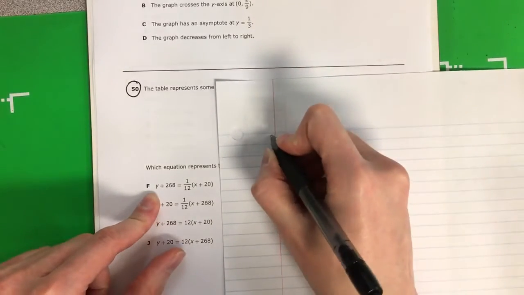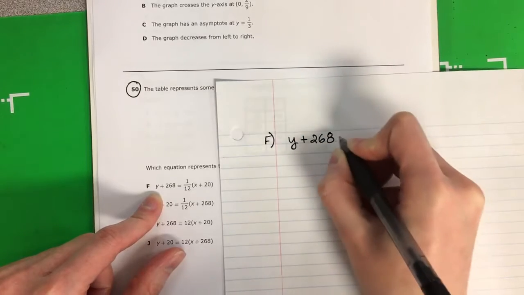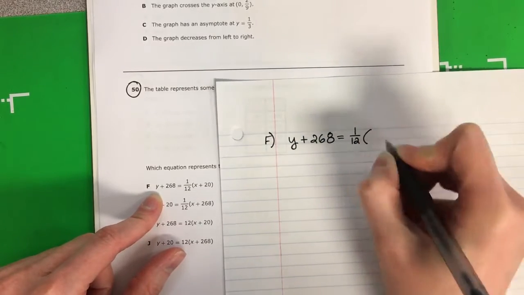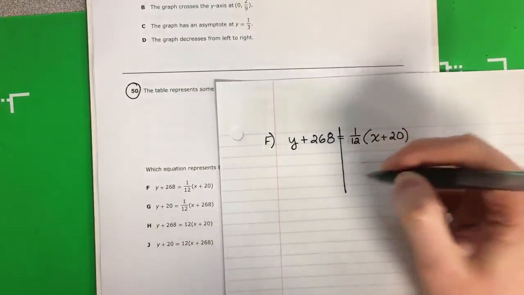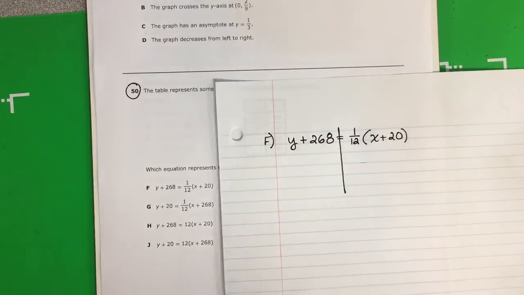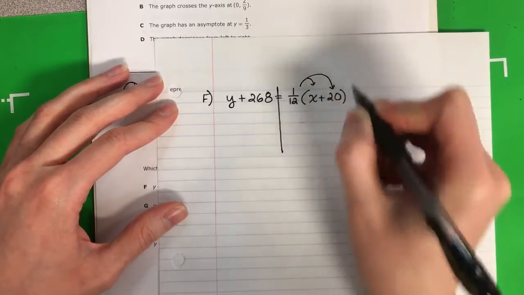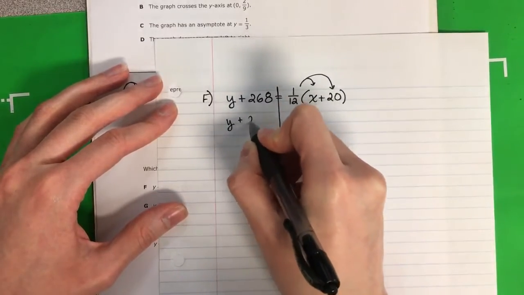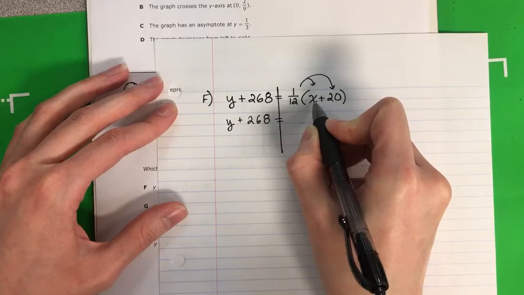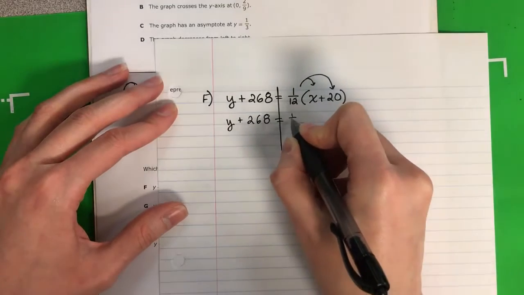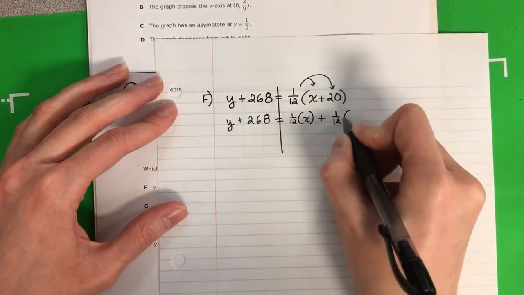Let's start with F. So F is y plus 268 equals 1 divided by 12 times x plus 20. I'm going to draw my line. The first thing that we are going to do is our arrows. So I'm going to do my arrows here. Here, no arrows, so we're going to copy. So 1/12 times x, plus, again, 1/12 times 20.